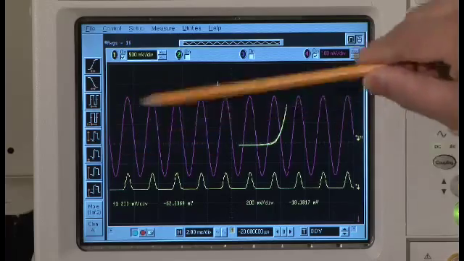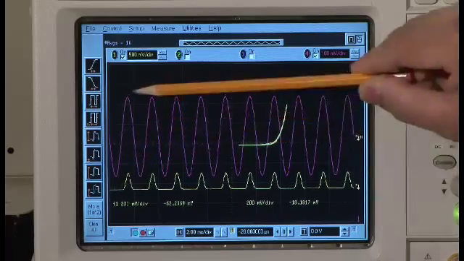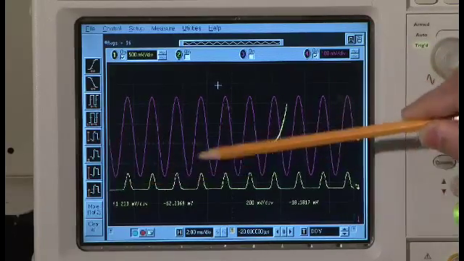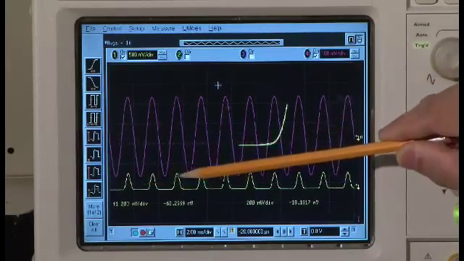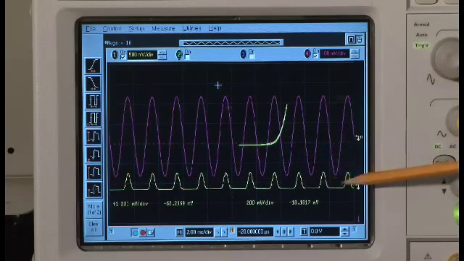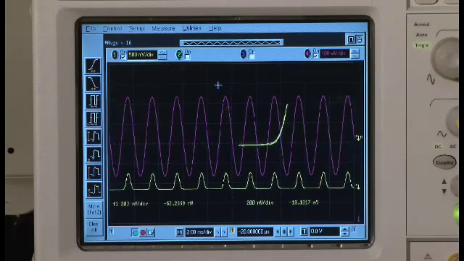So right now, I have a pretty large input. And this is the input in pink again. And notice that the output is highly distorted. Okay, it looks okay at the upper ends of it, but on the negative going excursions, it looks pretty distorted. So this is the same as what you saw earlier, no surprises here.